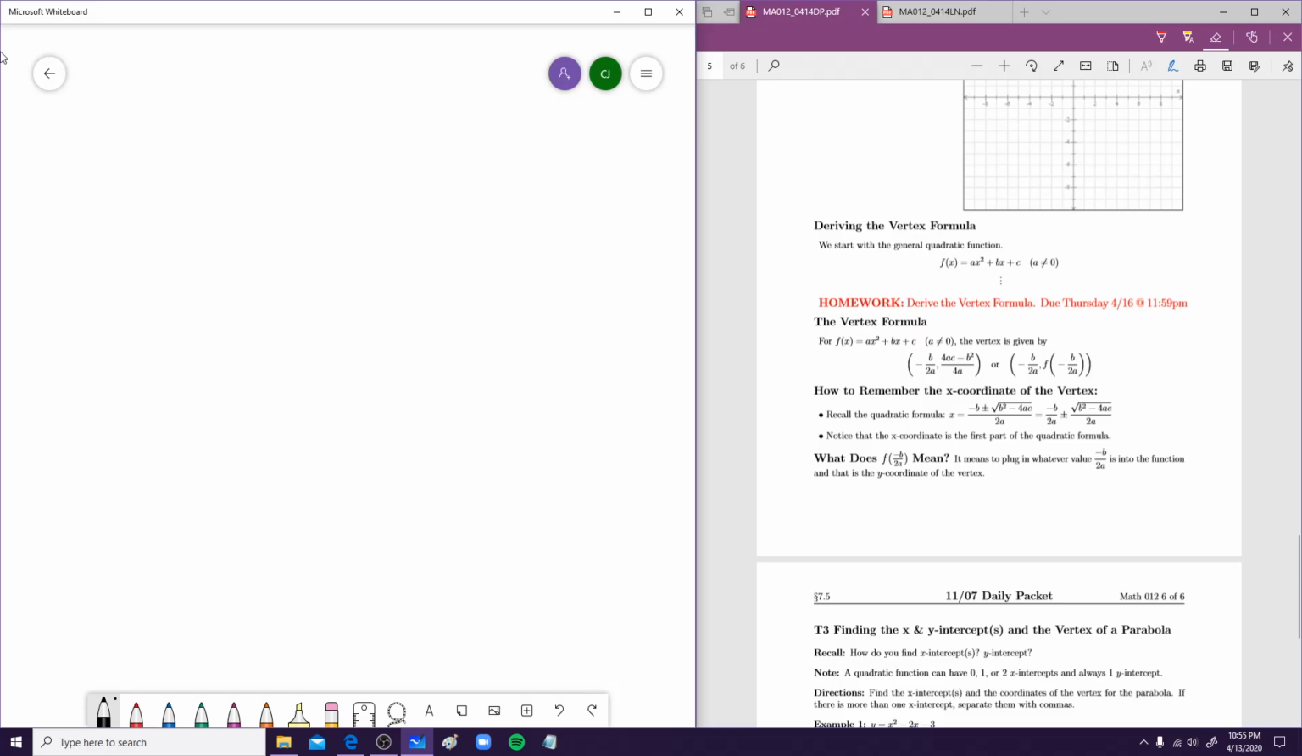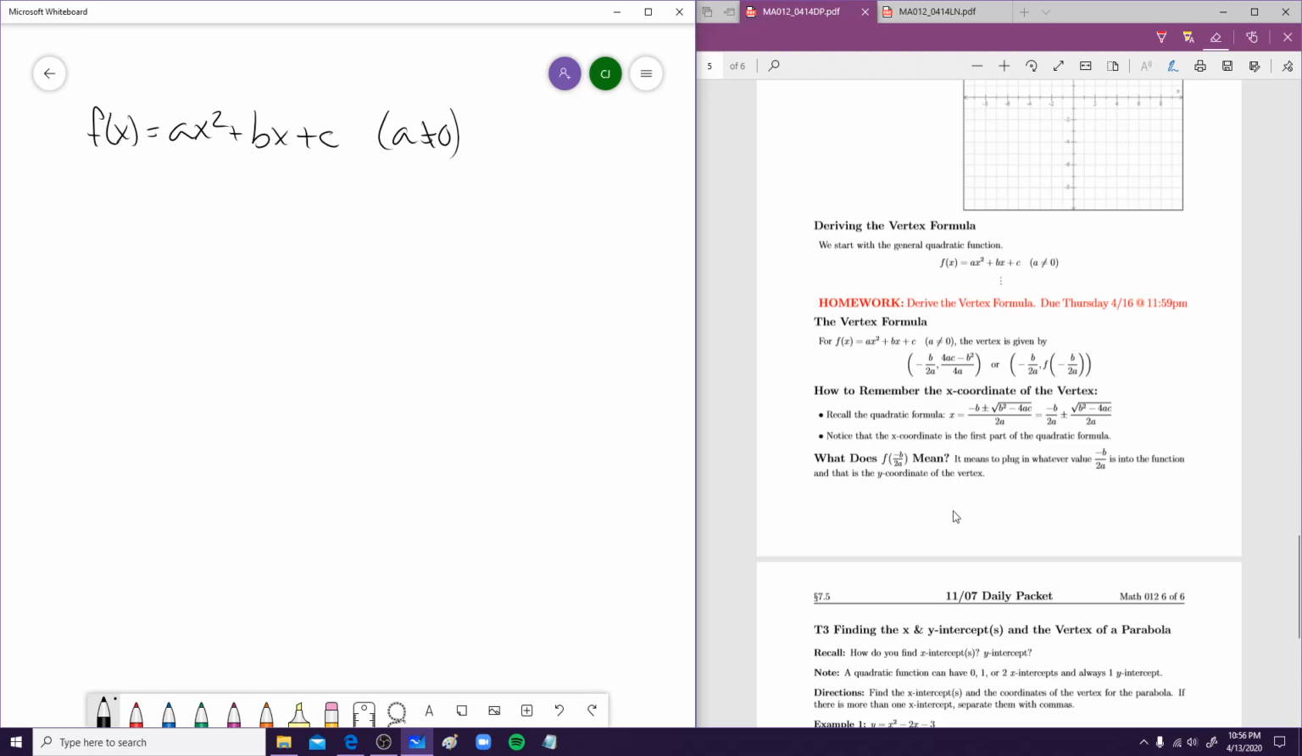So deriving the vertex formula. We're going to start with the general quadratic function. So what is that? That is f of x is equal to ax squared plus bx plus c, and a is not equal to 0, because if a is 0, then this just becomes a linear function, right?